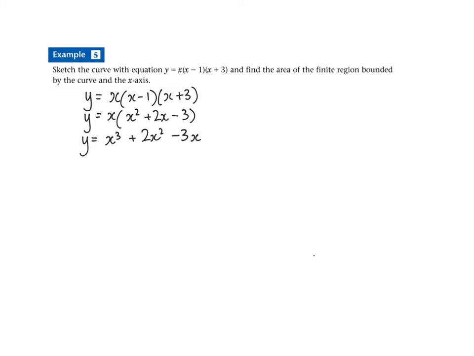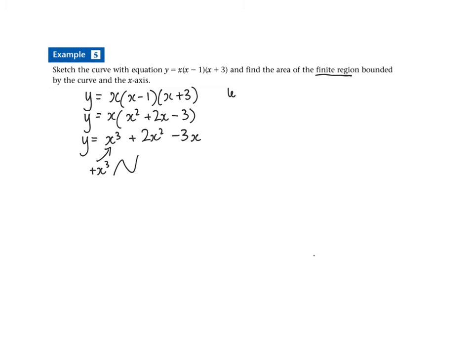So it's telling us to find the area of the finite region. That just means that it's bounded, it has a definite area, by the curve and the x-axis. Well, we don't know what it looks like, but if we see here, we've got a positive x cubed, so it's going to look like that.